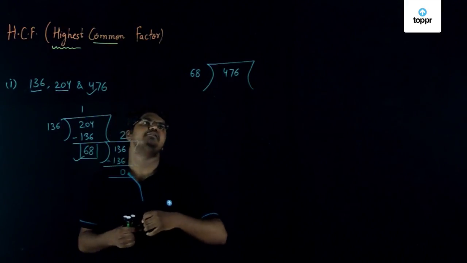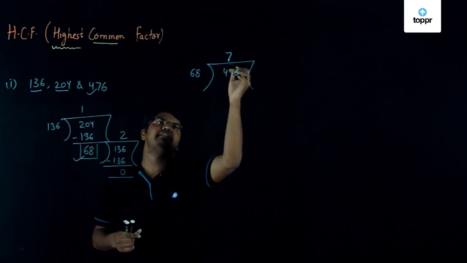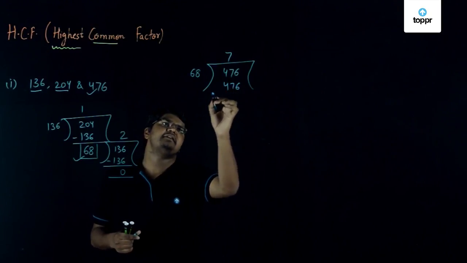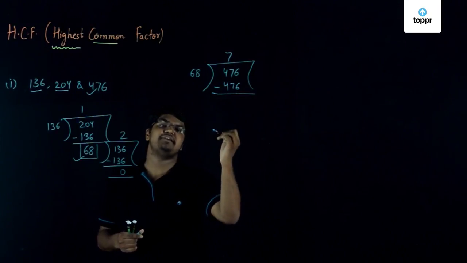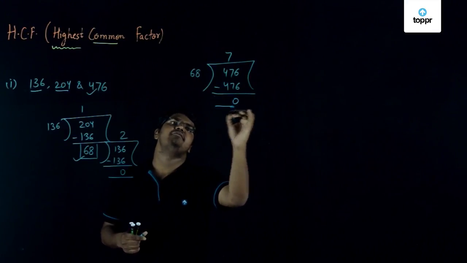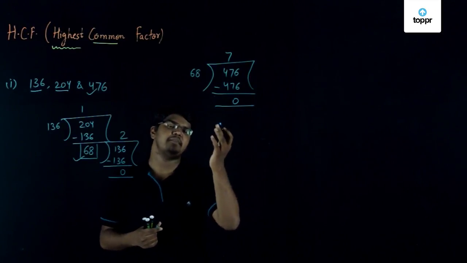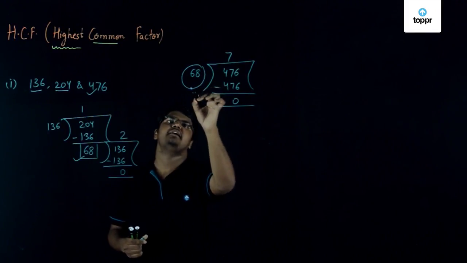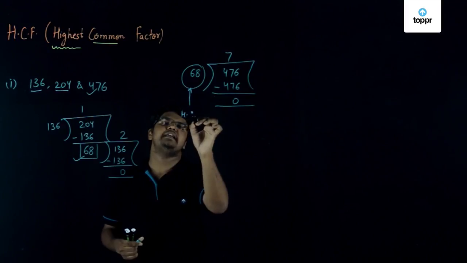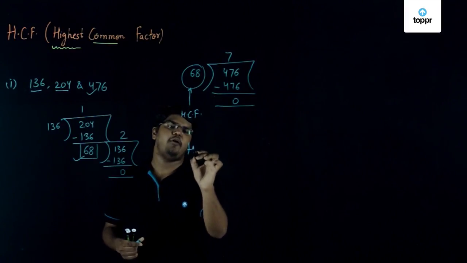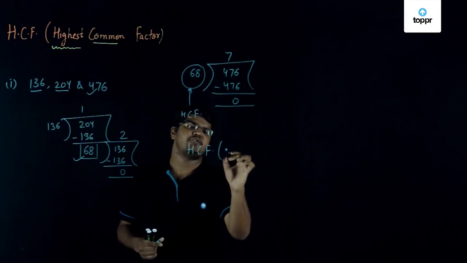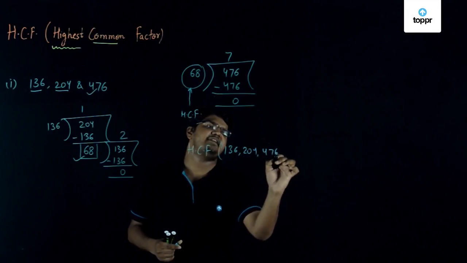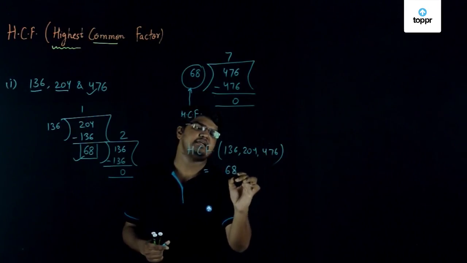Upon division, you will see that 7 times 68 is going to give me 476 as the result, and so 476 minus 476 will be 0. That is, we will reach the point where our remainder will again become 0. And since our remainder has become 0, this 68 right here will become our HCF, and hence we can say that the HCF of 136, 204, 476 is equal to 68.